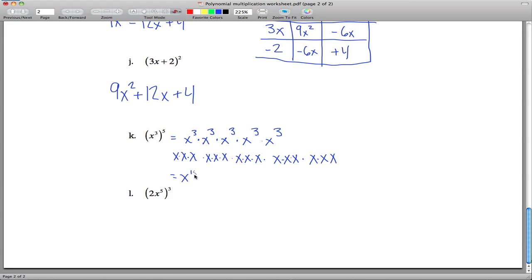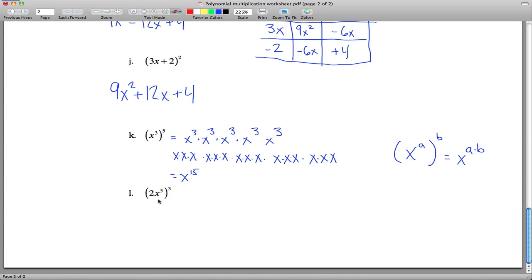So my answer is x to the 15th, or if you want to see it in rule form, if you have x raised to an exponent raised to another exponent, what you do is you multiply those two exponents. This is called the power rule.